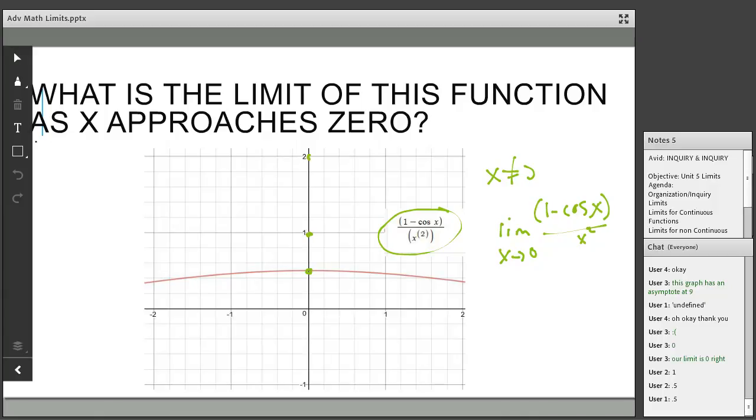This one would be hard to simplify. We can't just plug in 0. I don't see a lot of irrelevant terms as we're approaching 0. This is one that I would say you want to solve graphically. You want to look at the graph and see, as you get closer and closer to that 0 point, what the value is.